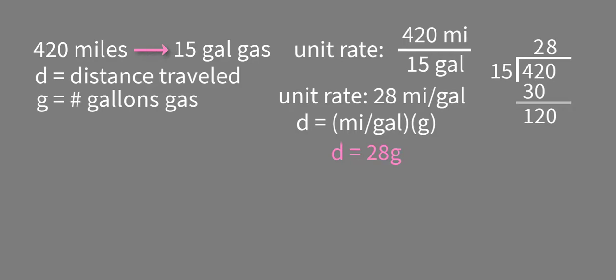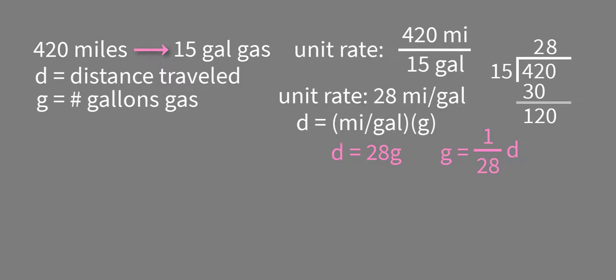Now, alternatively, we could have solved for gallons per mile. That's going to give us the equation gallons equals 1/28 D. Either one of these we could use. We just went with miles per gallon for our unit rate because that's traditionally what you're going to find, miles per gallon. And it all comes out in the wash when we set up and solve for the actual problem.